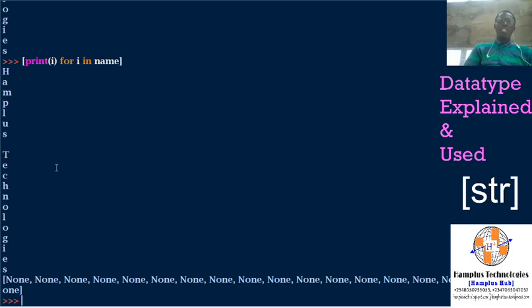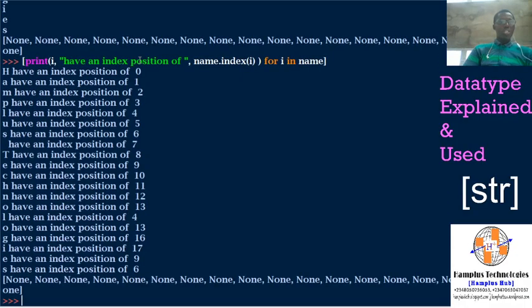Now, let's do this if you want to get the index position and also print the character at that particular place. Let's do this same string, same variable. Print, good, with the index position. So here it will be name dot index and put i, to get the index position of that. Good. So you see, H has an index position of 0, just a repetition that way.